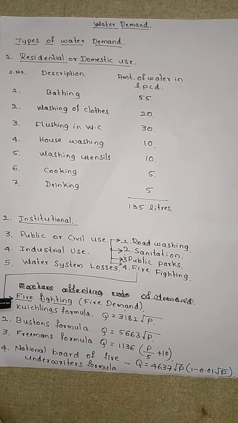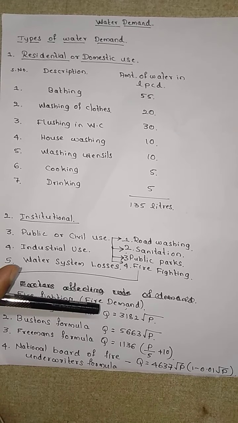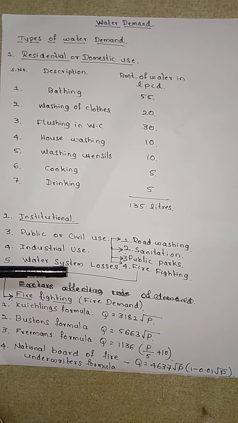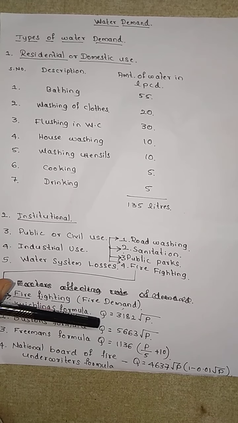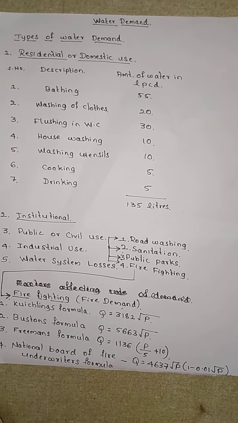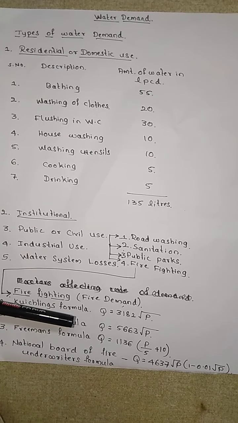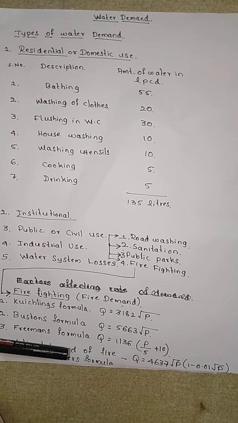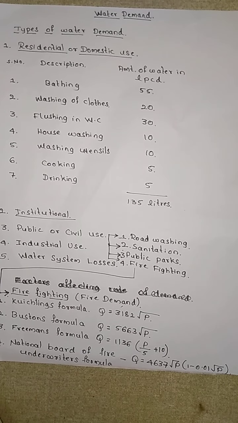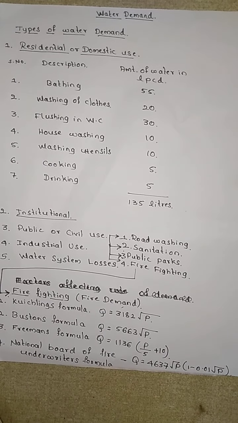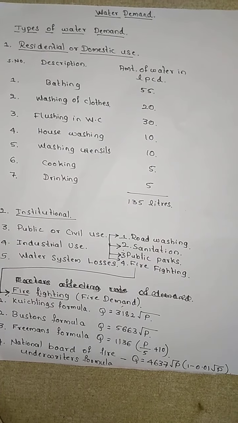The first formula for firefighting is Kuchling's formula, given by Q = 3182 square root P. Then by Buston's formula, Q = 5663 square root P. Then Freeman's formula, Q = 1136 (P/5 + 10). Then the National Board of Fire Underwriters formula, Q = 4637 square root P (1 - 0.01 square root P). So this is the National Board of Fire Underwriters formula.